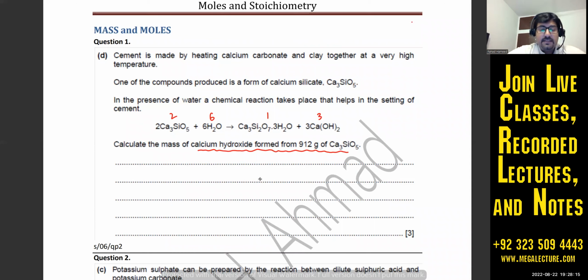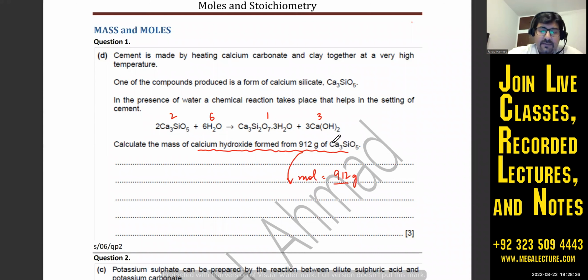First thing, what did I say? Find out the moles of any one of the substances in the equation. Here they gave me the mass, so I can figure out the moles. Moles is equal to mass divided by molar mass. The mass is given, that's 912 grams. What is the molar mass of this thing?